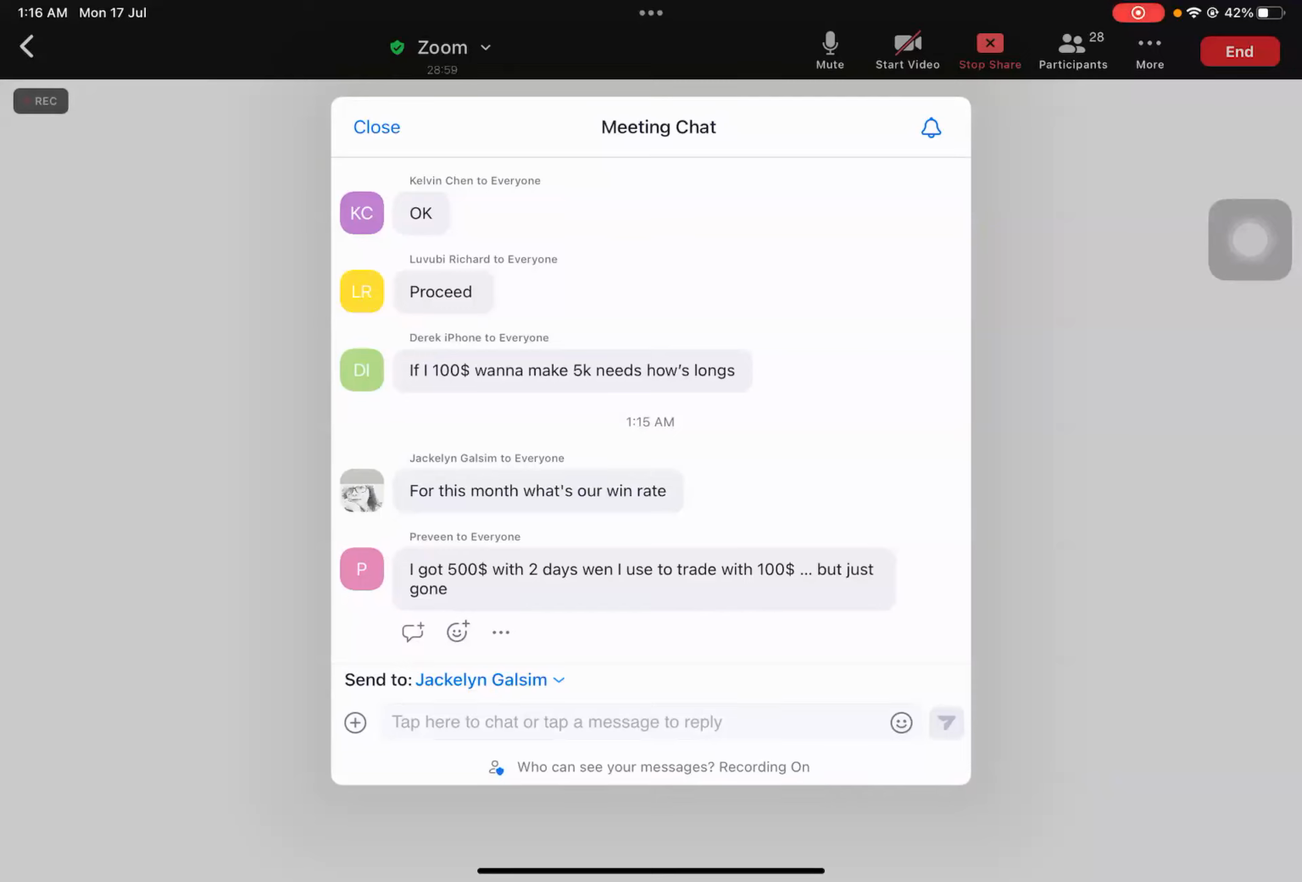I got $500 and within 2 days, when I was traveling, it was just gone. Okay, you got $500. Actually, you can separate it into 5 different accounts of $100 each. So if one account gets a margin call, you still have another. This is actually the same for risk and money management calculation. You separate the accounts, not put it all in one.